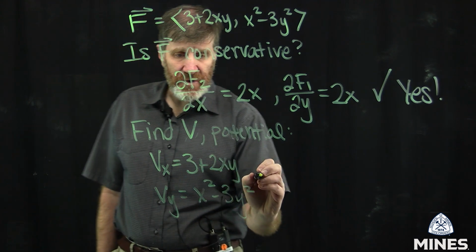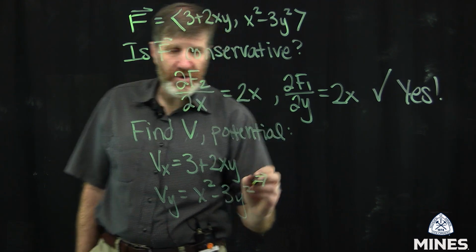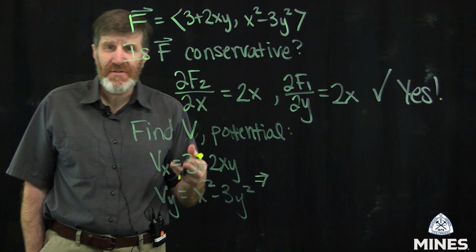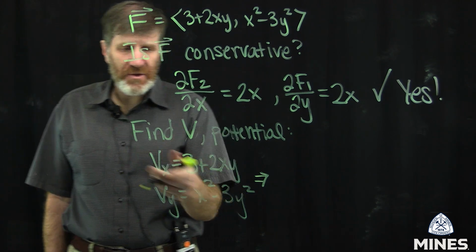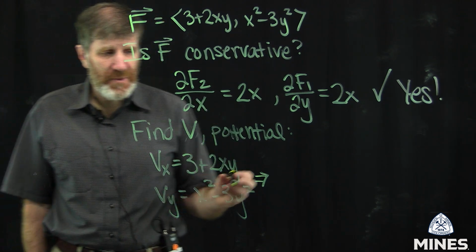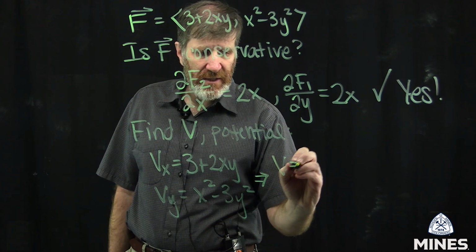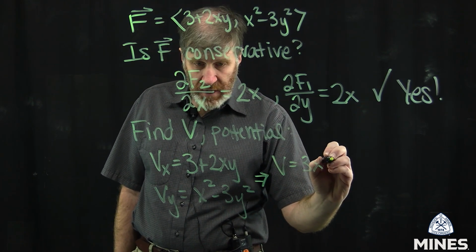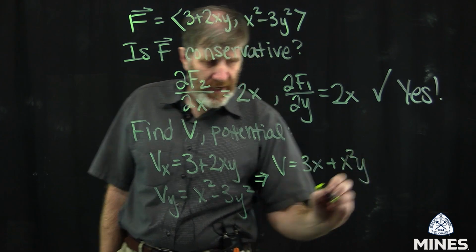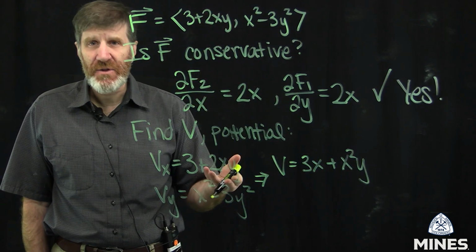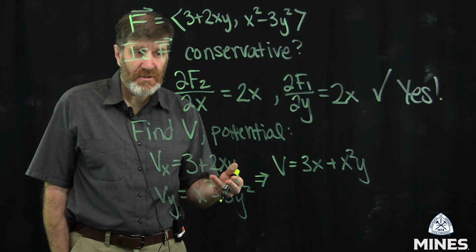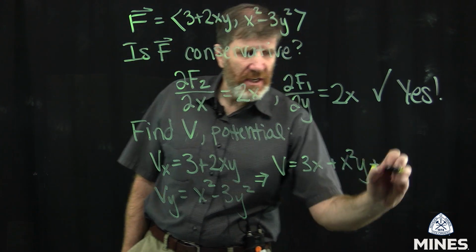And those are derivatives, right? The x and y derivatives. So we're just taking antiderivatives to get back to v itself. So the antiderivative here, we're taking an antiderivative with respect to x. So v is 3x plus x squared y. And then remember, when we do an antiderivative, we have a constant. So I'd have plus c here.